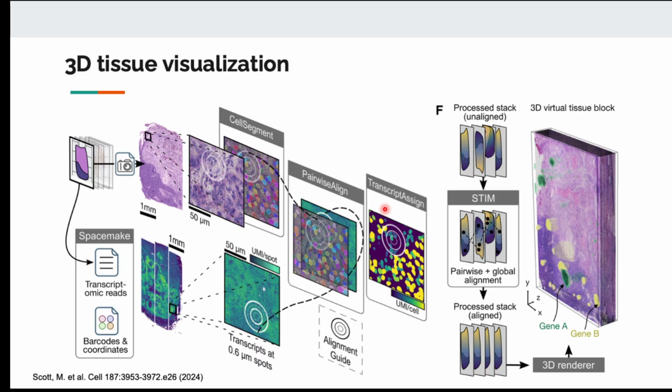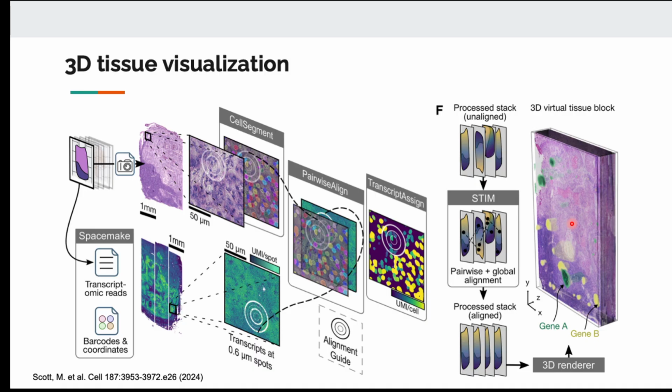And currently we have pipelines that can combine section images from your tissues with spatial transcriptomics or fluorescence barcoding, and you can reconstruct the slice of your tissues together with the position of the cells that express certain genes or protein markers. And nowadays we have tools that can make a 3D projection of your sample.